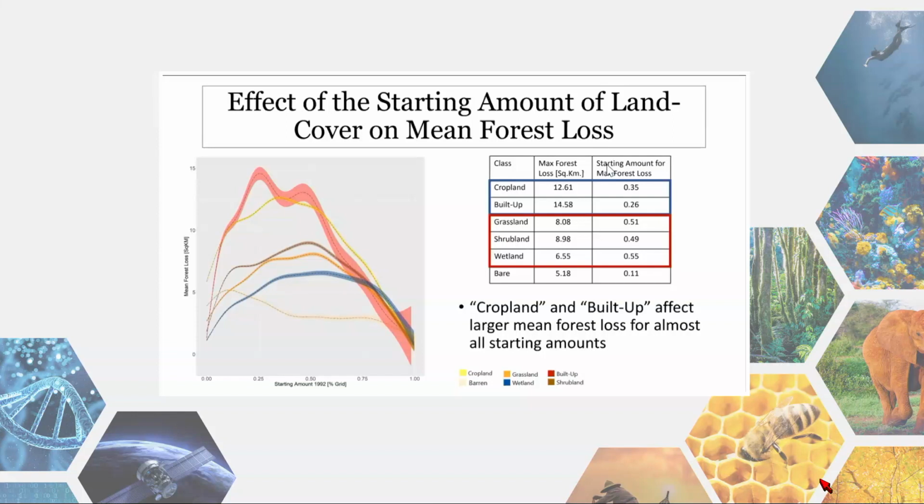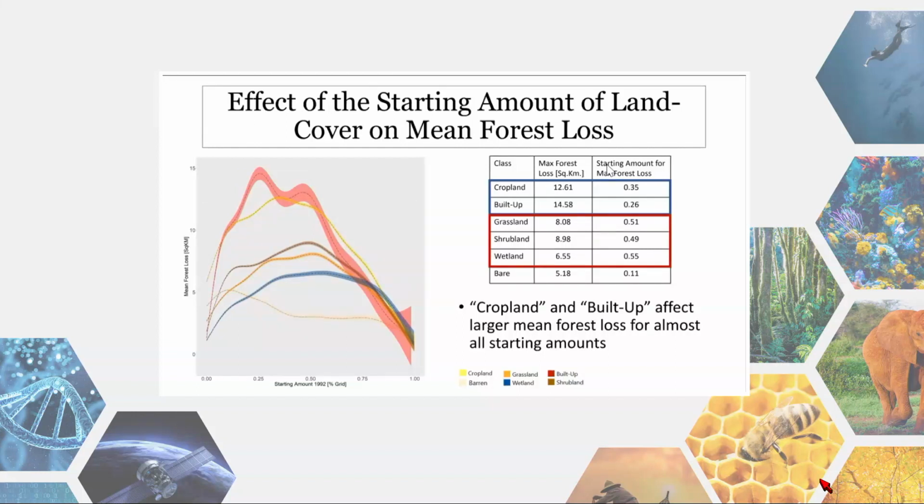This set of results has been produced by modeling these trends using a generalized additive model. Here you can see how cropland and built-up consistently affect a greater mean forest loss than the other natural land covers at almost all values of starting amount. This is also reflected in the first column of the table provided on the right, which shows the maximum forest loss affected by the various transition land covers.